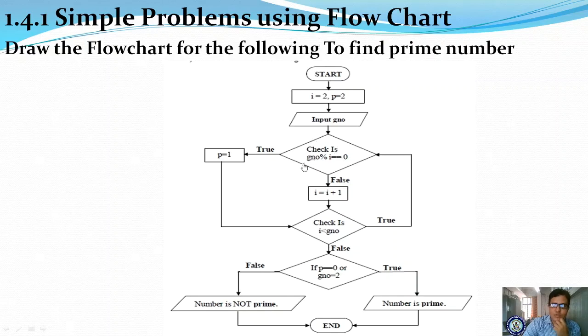Right? What am I processing? G number. What is G number? 9. What is I value now? 3. 9 percentile 3 equal to 0. Whether the condition is true? Yes. Then immediately the p value, whatever p value you have assigned as 2, you are making it as 1.